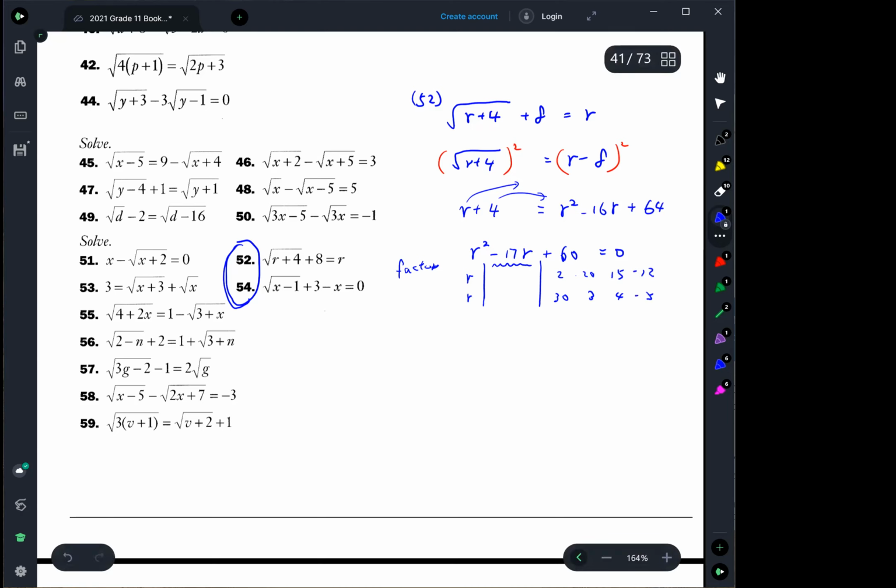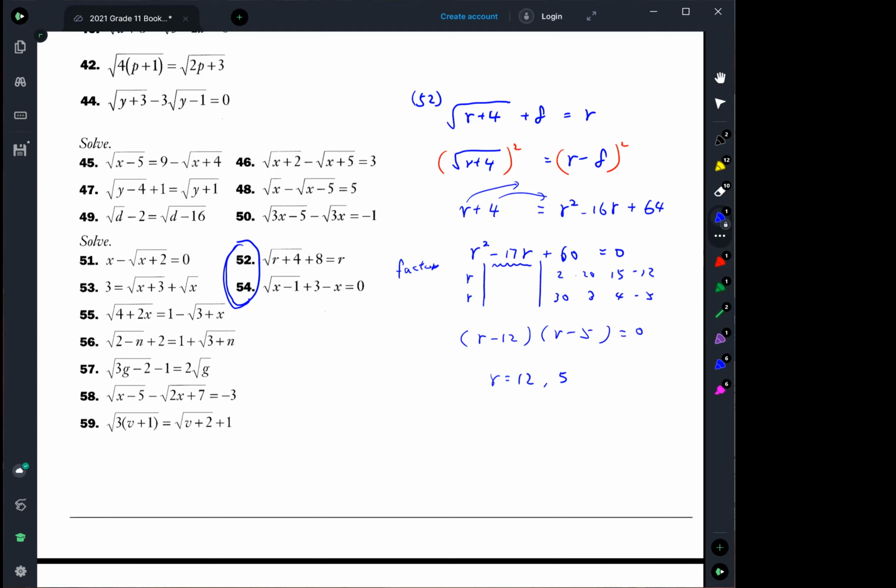Yeah, okay, so sometimes it just takes a bit longer, right? You have to go one by one. So the two brackets are (r minus 12) and (r minus 5) equals 0. So from there, we can figure out r should equal to 12 or 5. Okay, so that's finding the answer for the quadratic equation.